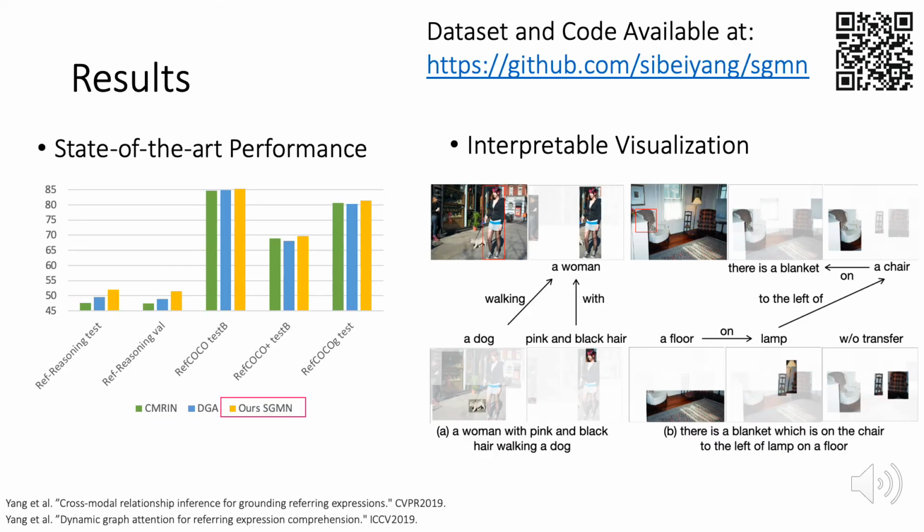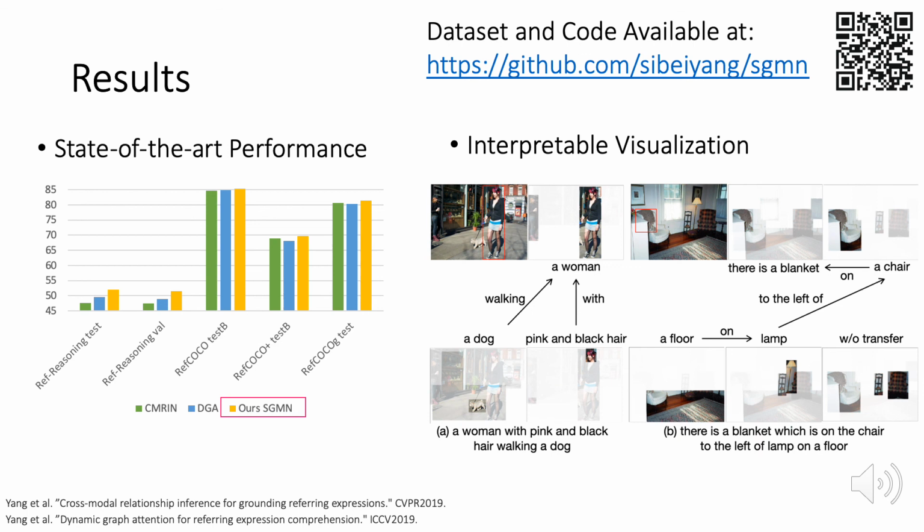Experimental results demonstrate that the scene graph guided modular network improves the grounding accuracy and interpretability in reasoning. In Figure A, it parses the expression into a tree structure and finds the referred woman who is walking a dog, and meanwhile is with pink and black hair. B shows a more complex expression which describes four objects and their relations.